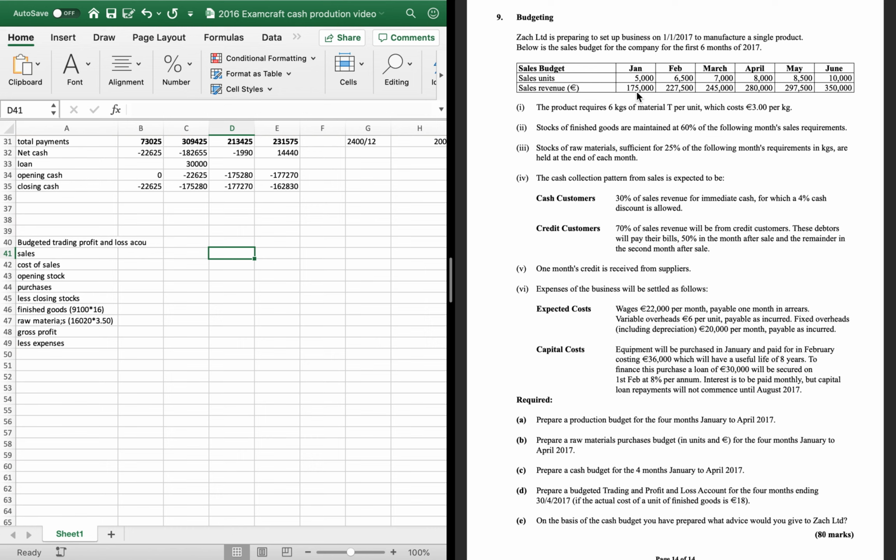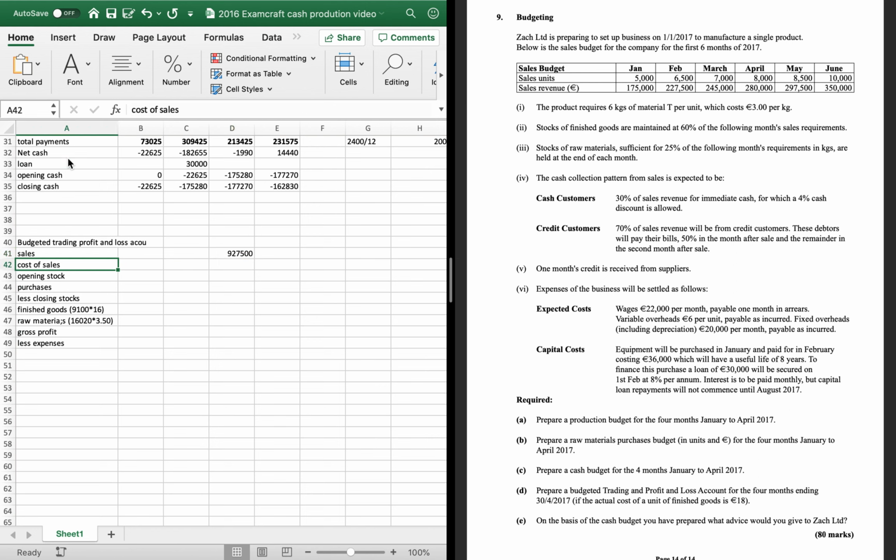So it's 175 plus 222,500 plus 245 plus 280, which is 922,500. Is that right? 175,227.